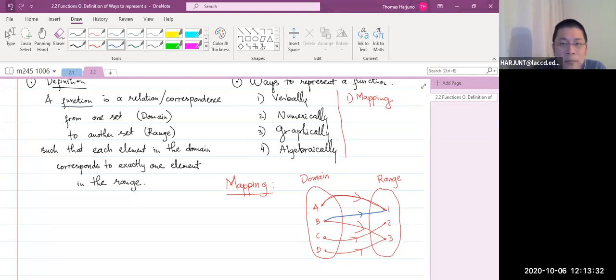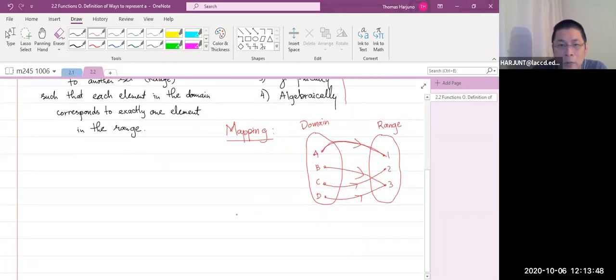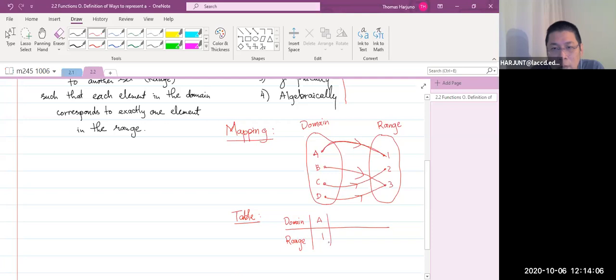Second method is by table. You can create a table. This is the one in your domain, sometimes we call that the X, and this is the range. A corresponds to 1. B corresponds to 3. C corresponds to 2. D corresponds to 3.